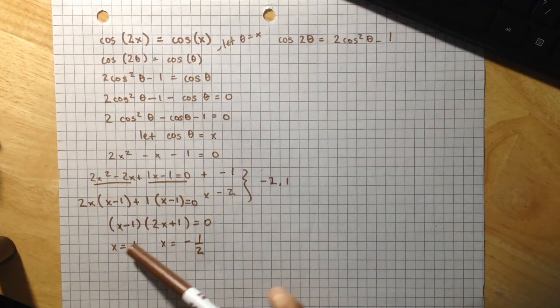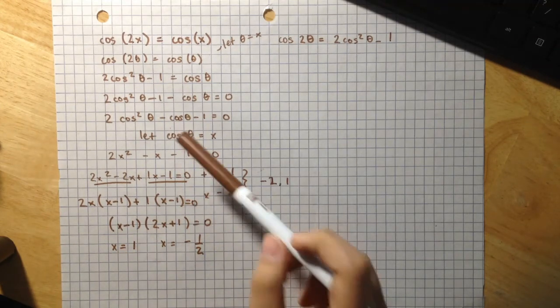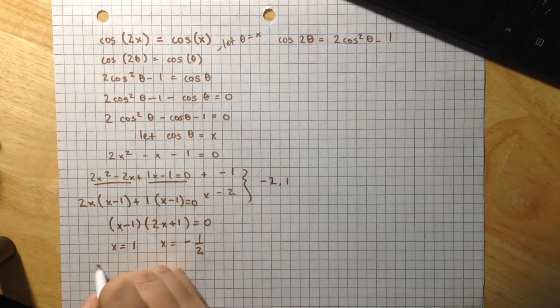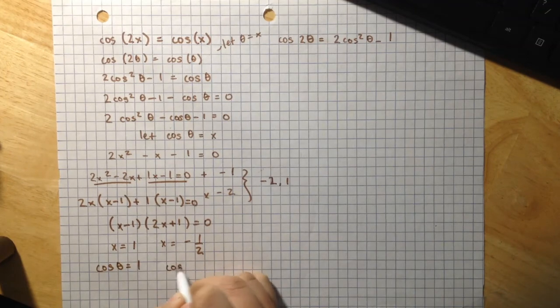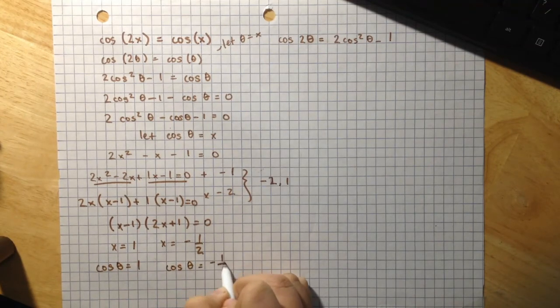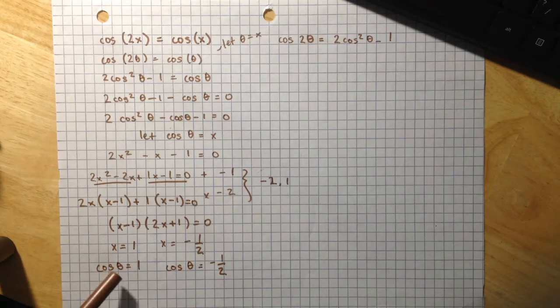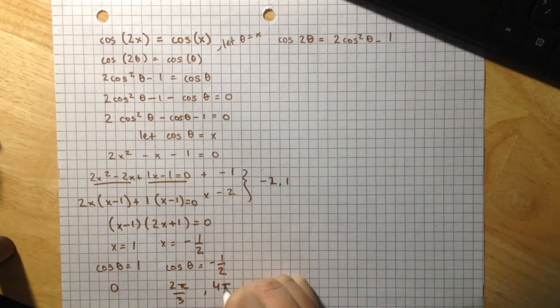But remember, x is actually cosine theta. So rewriting this, cosine theta is equal to 1 and cosine theta is equal to negative 1/2. So looking at the unit circle, which angle value has a cosine value of 1? That angle is 0. And which angles have cosine values of negative 1/2? Those angles are 2 pi over 3 and 4 pi over 3.